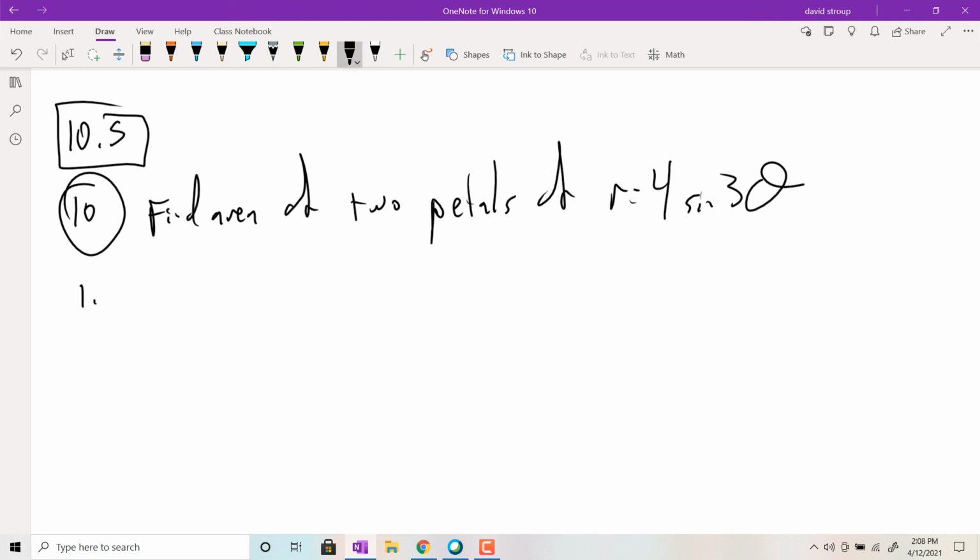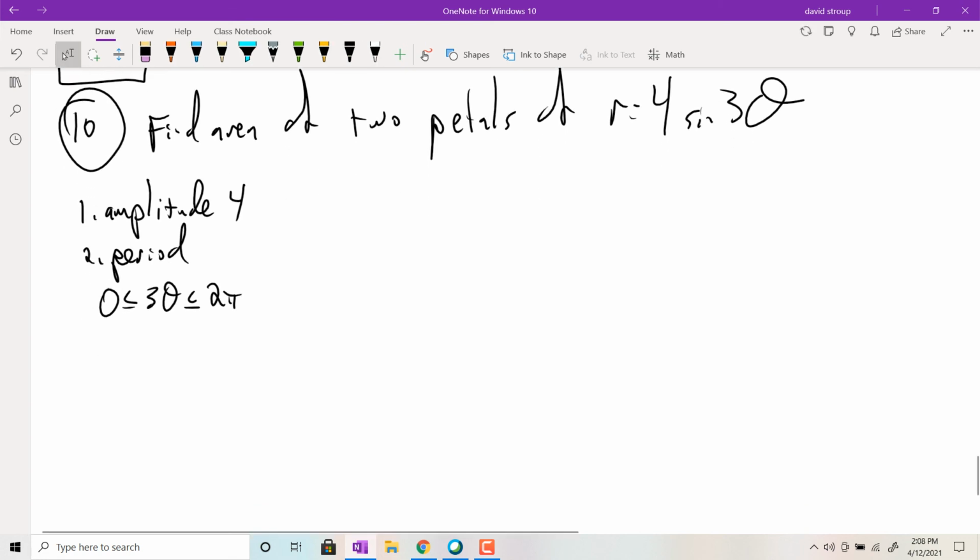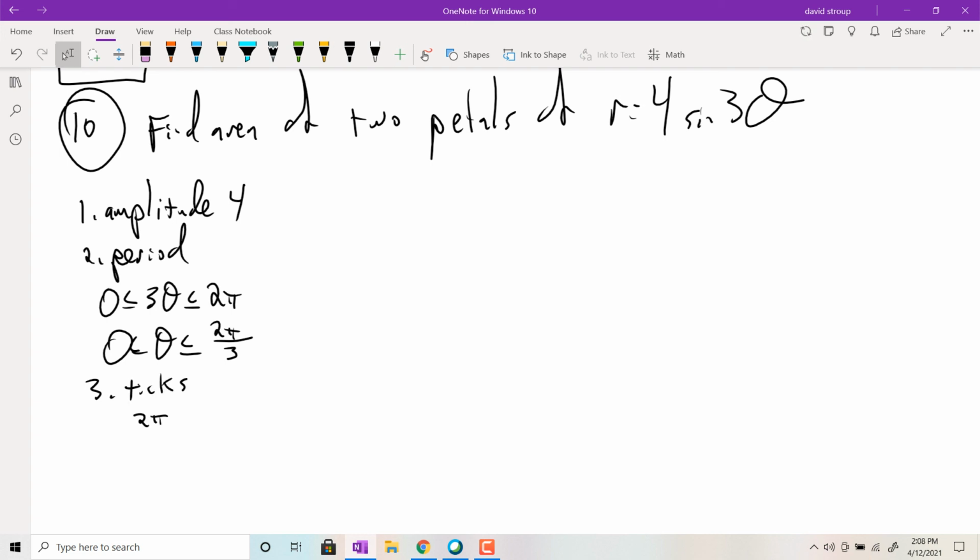Right, so first again, amplitude. Be prepared to be able to graph a rose, a circle, or a snail. Amplitude is 4, period. Wedging 3 theta in between 2 pi and 0, divide by 3. So 2 pi over 3. And then get your tick marks. 2 pi over 3 divided by 4 is the same as multiply by 1/4.